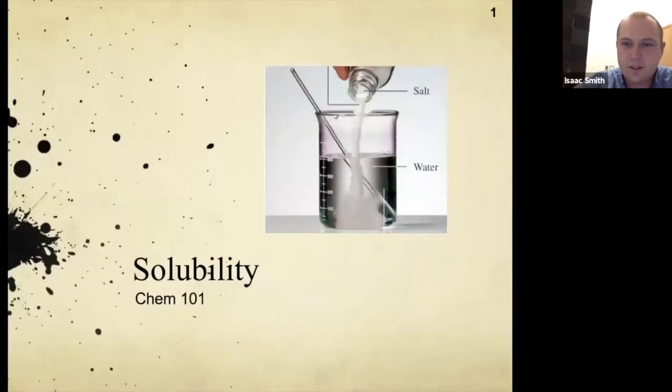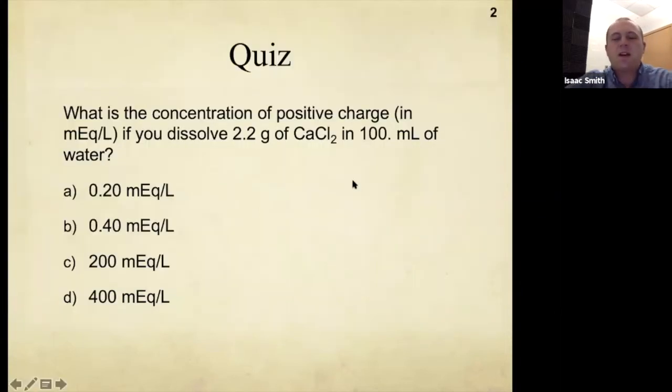Okay, so solubility. Last lecture we talked about solutions. Basically the majority of the solutions you're going to see are just water with some kind of ionic compound dissolved in the water. So kind of a review from the last lecture. Go ahead and try this problem.